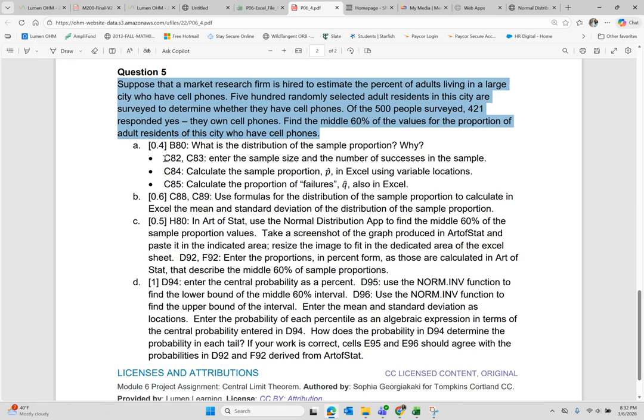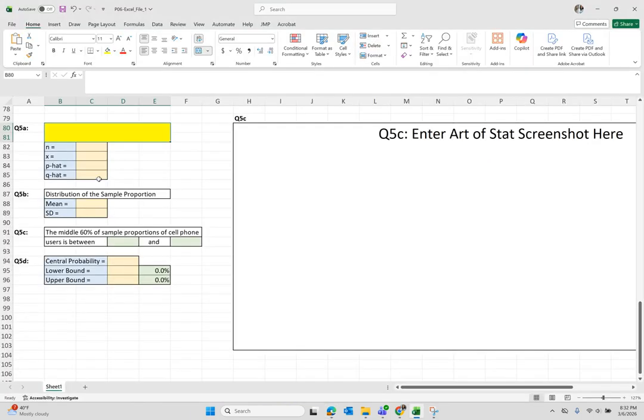The next part is in C82 and C83, enter the sample size and the number of successes in the sample. The sample size is 500 and the number of successes is 421. So here I'm going to enter the 500 and the 421.